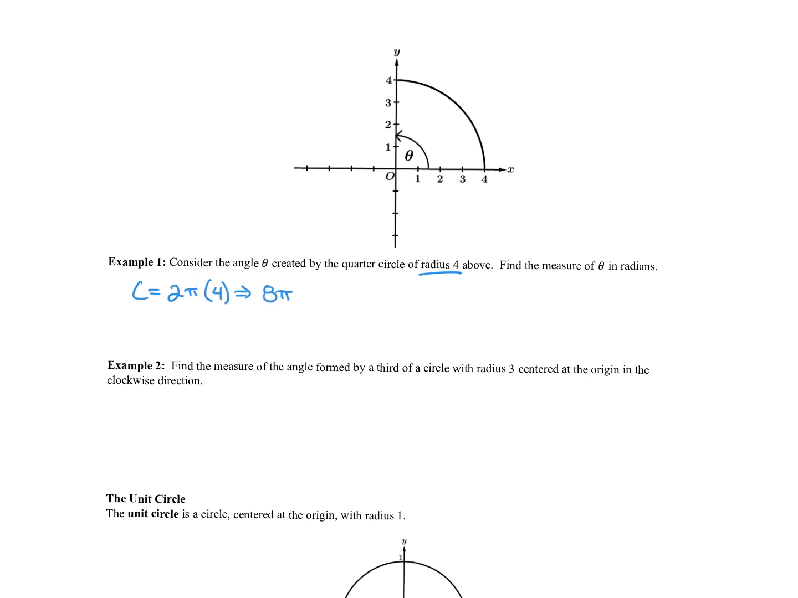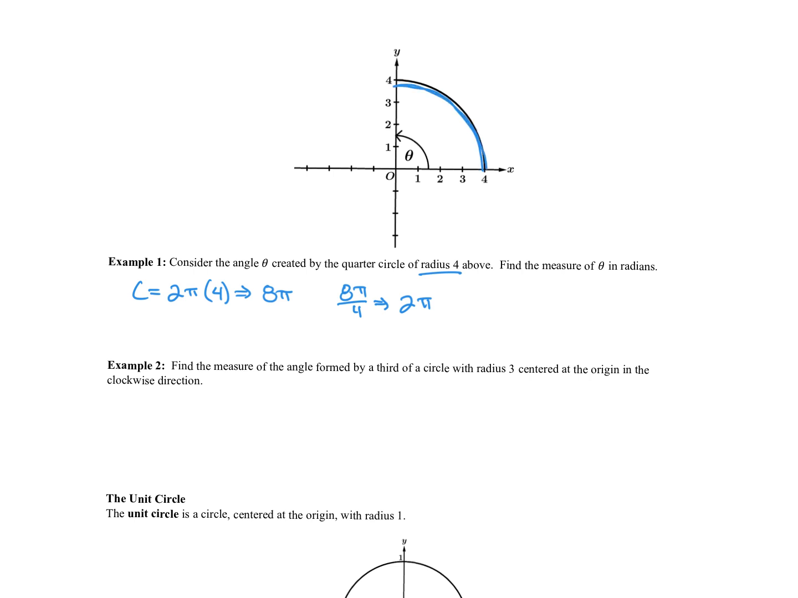So our entire circumference would be 8 pi, right? However, this is a quarter of my circle. So what is the arc length of this part? I would divide by 4. So I'd take 8 pi and divide it by 4, which is 2 pi. And so this arc length is 2 pi.